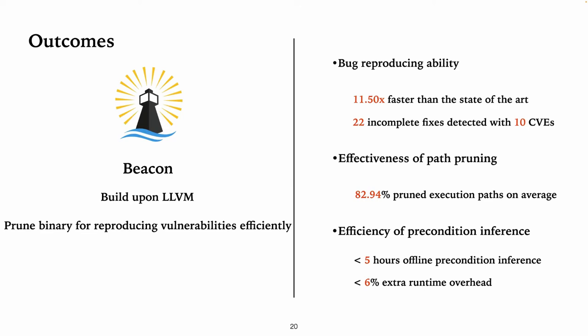We mainly use three metrics: the bug reproducing abilities, the effectiveness of path pruning, and the performance of our precondition inference, to evaluate our method. For bug reproducing abilities, we achieve 11.5 times speedup over the state of the art and find 22 incomplete fixes with 10 CVEs assigned. For effectiveness, we prune over 80% of the paths during the evaluation. In terms of performance, precondition inference can terminate within 5 hours while introducing less than 6% runtime overhead for filtration.